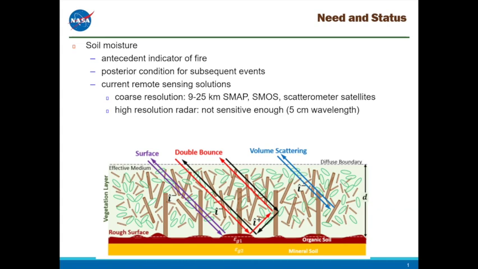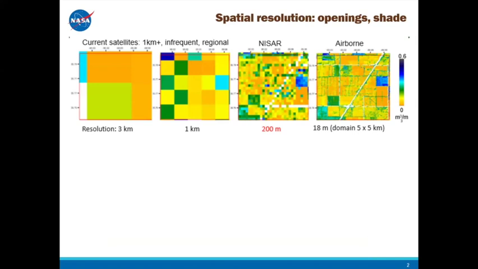So C-band is not quite the best tool for this, but L-band, which is about 22 centimeter, has a much better chance, as I will demonstrate later. And then the spatial resolution. So it matters, especially when there are openings between trees and there are shades. So this is one effect of remote sensing spatial resolution.